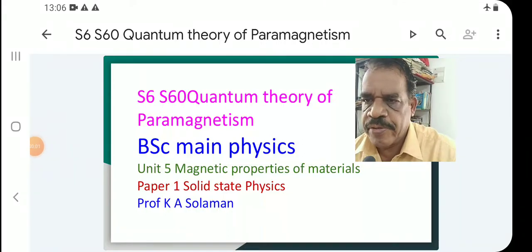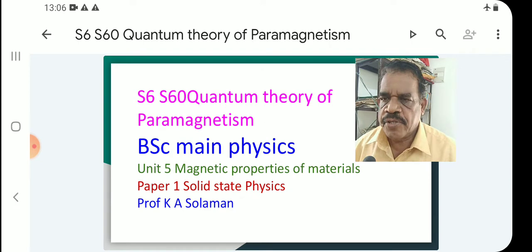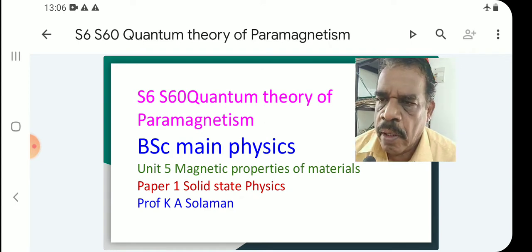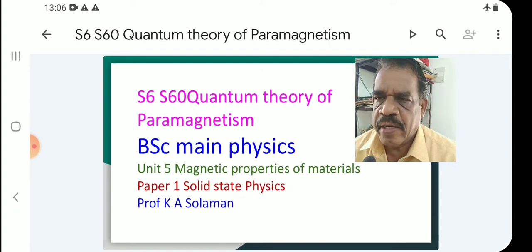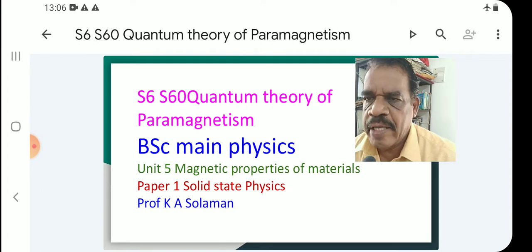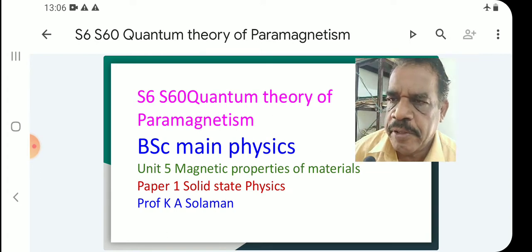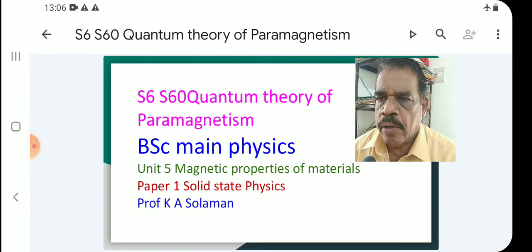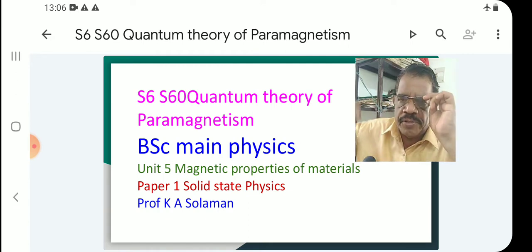Welcome to BSc Main Physics, Semester 6, Paper 1, Solid State Physics, and Unit 5, Magnetic Properties of Materials. We are continuing, and today this is class number S60, Quantum Theory of Paramagnetism from Solid State Physics, Magnetic Properties.